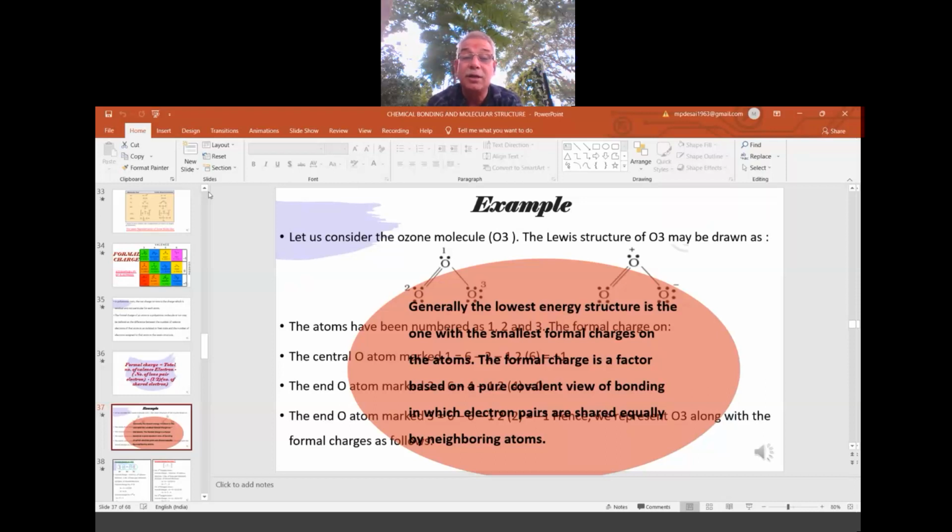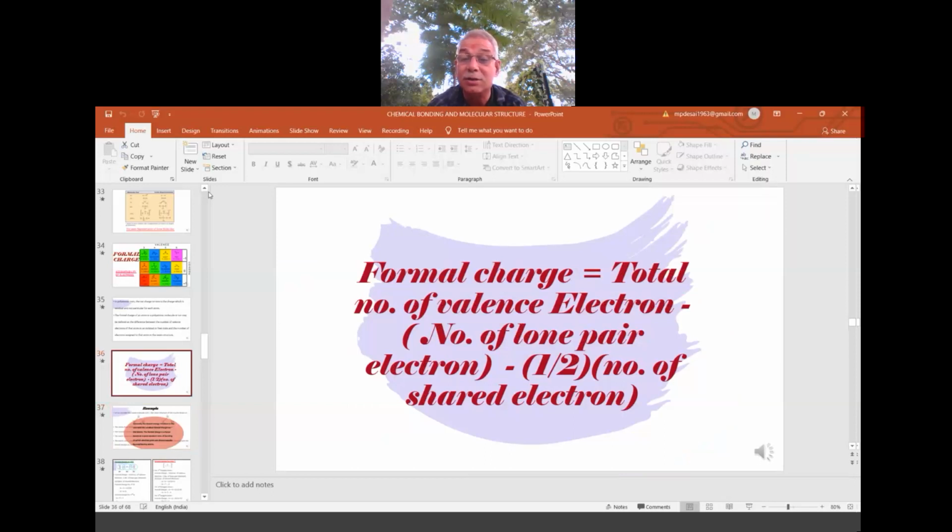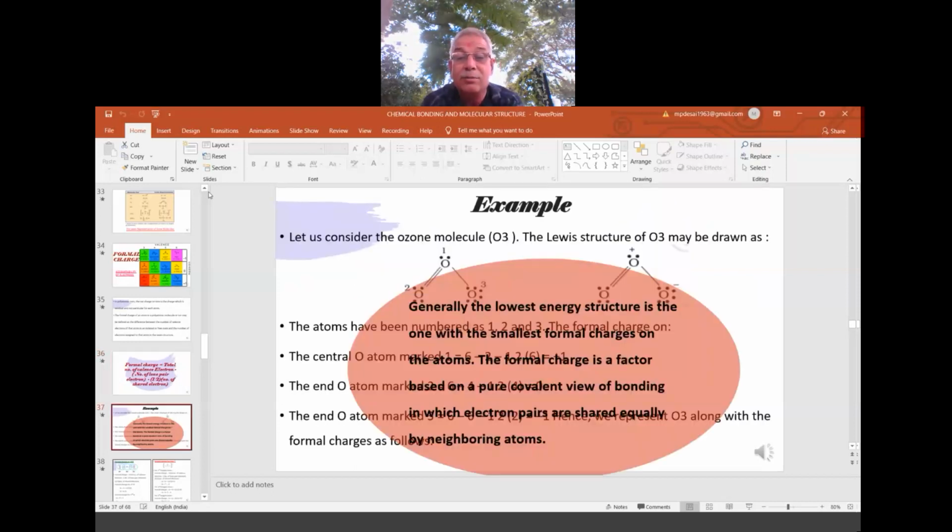Now to calculate the formal charge on oxygen atom number 1. What is the formal charge on number 1? It is the total number of valence electrons minus, what is the formula? Please see, don't memorize by heart, try to understand. Total number of valence electrons minus number of lone pair of electrons minus half the number of bond pair electrons.